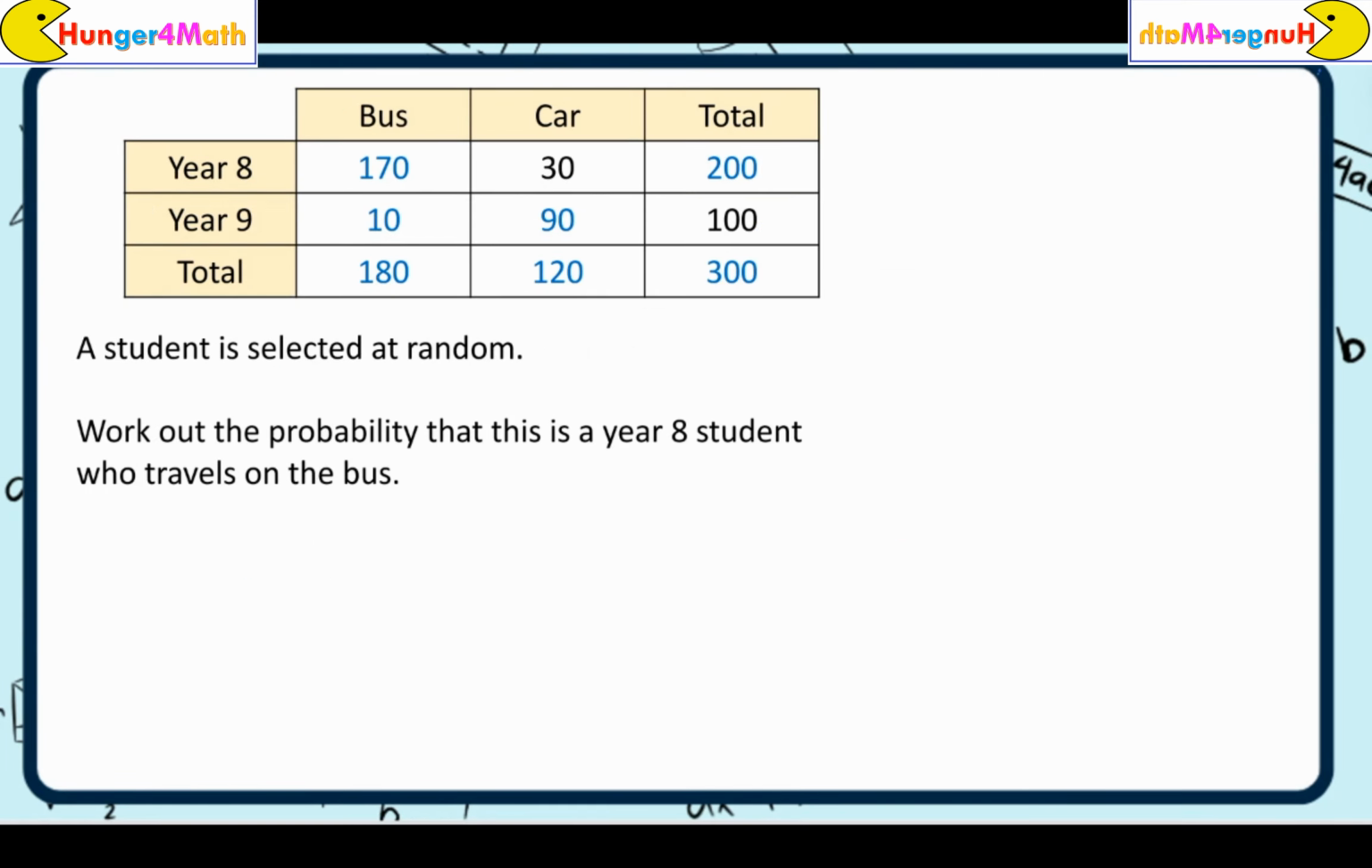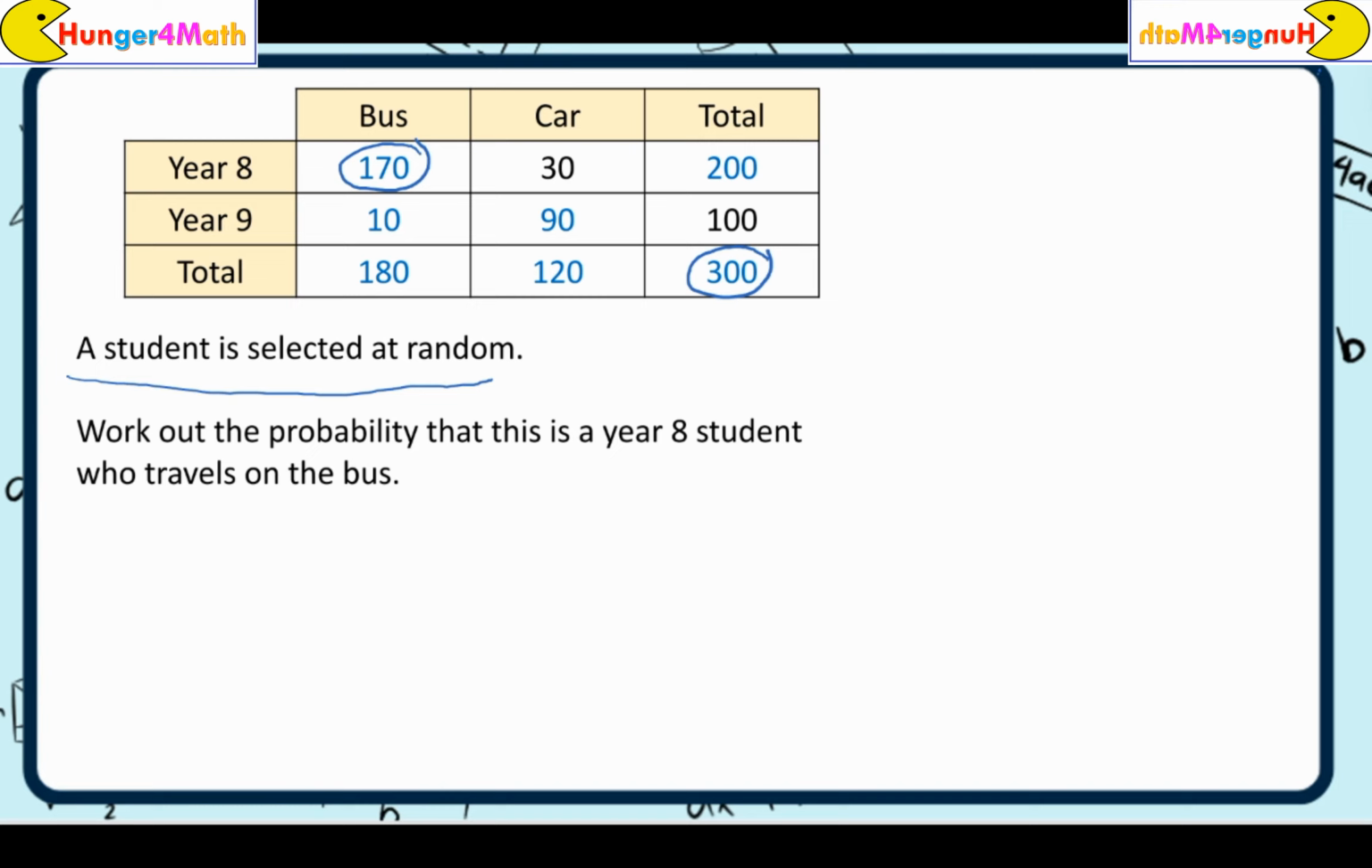Now let's use the two-way table to answer the given problem. A student is selected at random. Work out the probability that this is a year 8 student who travels on the bus. So let's identify the total number of year 8 students who travel on the bus, and that is 170 students. And then it says here a student is selected at random, so we're going to use the 300, which is the total number of year 8 and year 9 students.